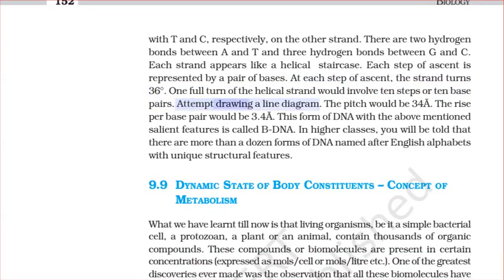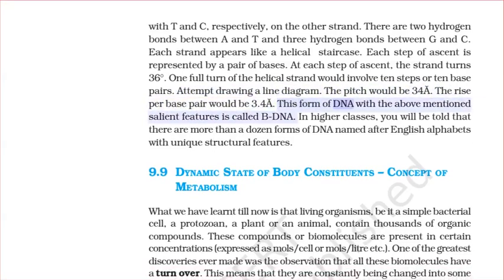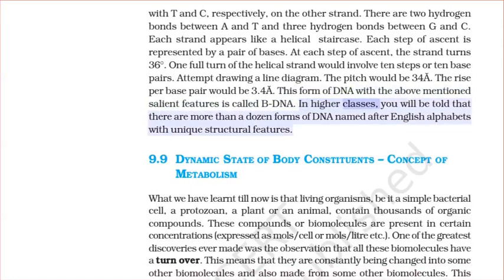Attempt drawing a line diagram. The pitch would be 34 Å. The rise per base pair would be 3.4 Å. This form of DNA with the above-mentioned salient features is called B-DNA. In higher classes, you will be told that there are more than a dozen forms of DNA named after English alphabets with unique structural features.